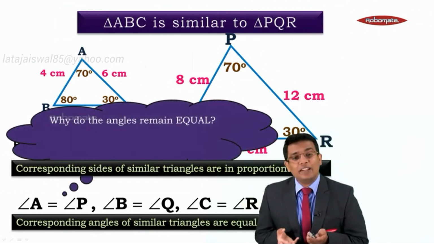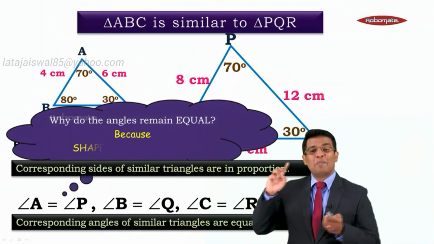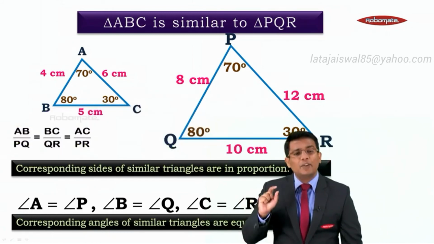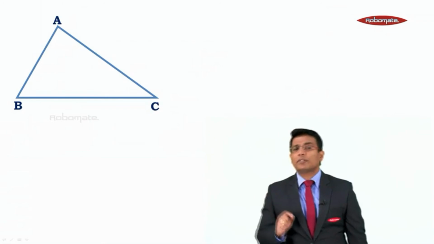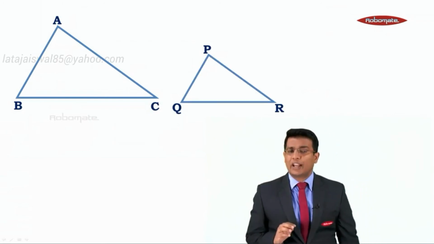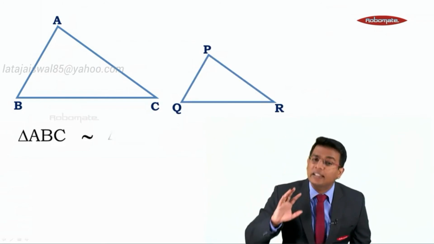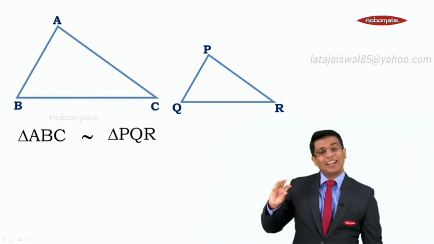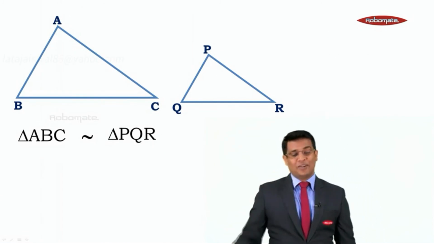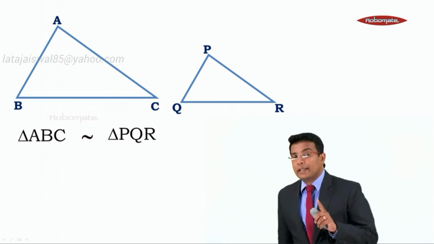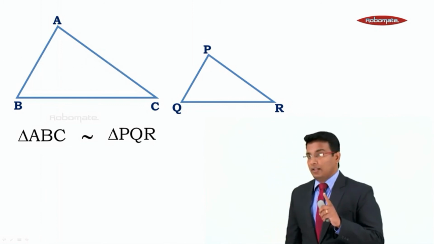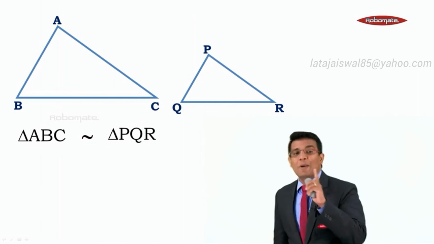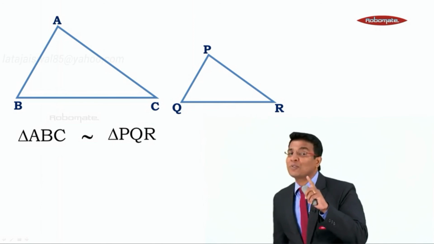Now why do the angles remain equal? We understood that because the shape remains the same, right? Now, a small thing which I want you to understand. Observe. I'm saying triangle ABC and triangle PQR, both the triangles are similar to each other. That's the sign of similarity, right? So we have triangle ABC similar to triangle PQR. When two triangles are similar, write the names of the triangles according to the one-to-one correspondence: A corresponds to P, B corresponds to Q, C corresponds to R.